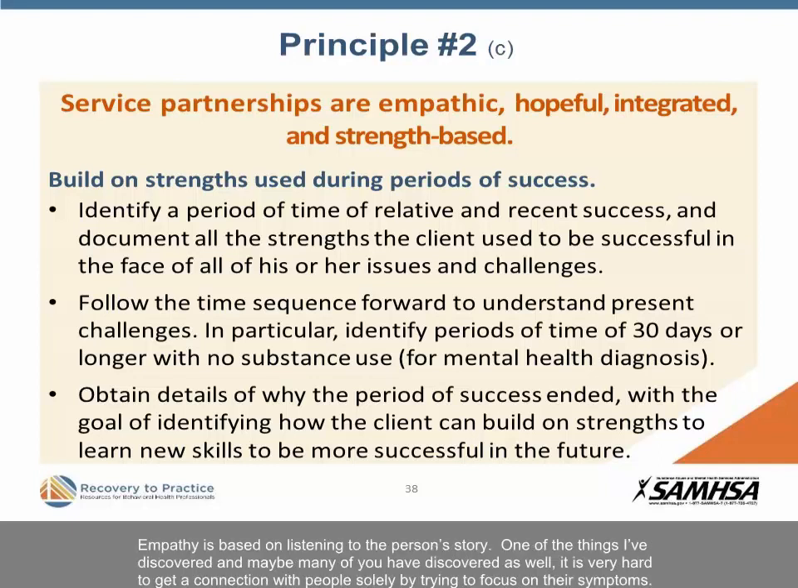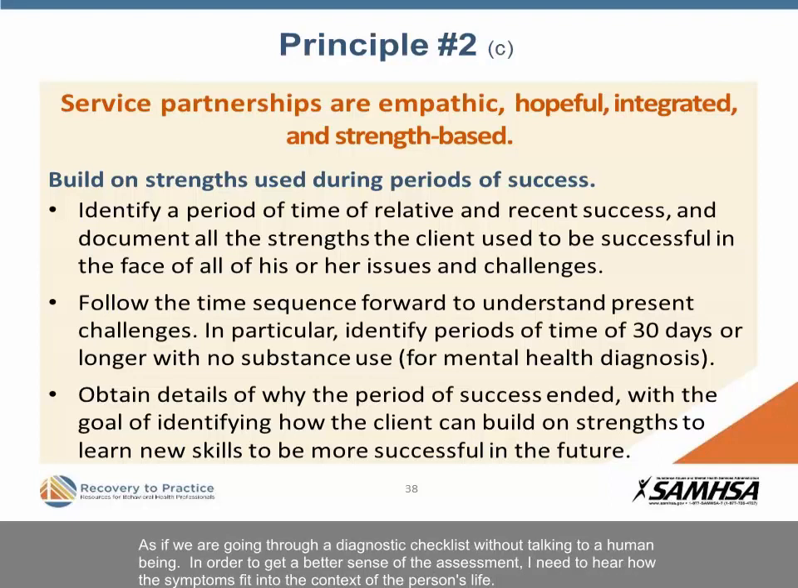So empathy is based on listening to the person's story. One of the things I've discovered, and maybe many of you have discovered this as well, is that it's very hard to get a connection with people solely by trying to focus on their symptoms, as if we're going through a diagnostic checklist without talking to a human being. In order to get a better sense of an assessment, I need to hear how the symptoms fit into the context of the person's life.